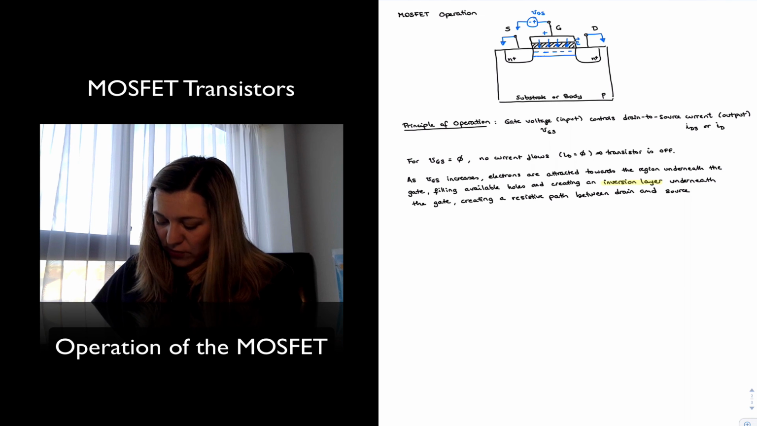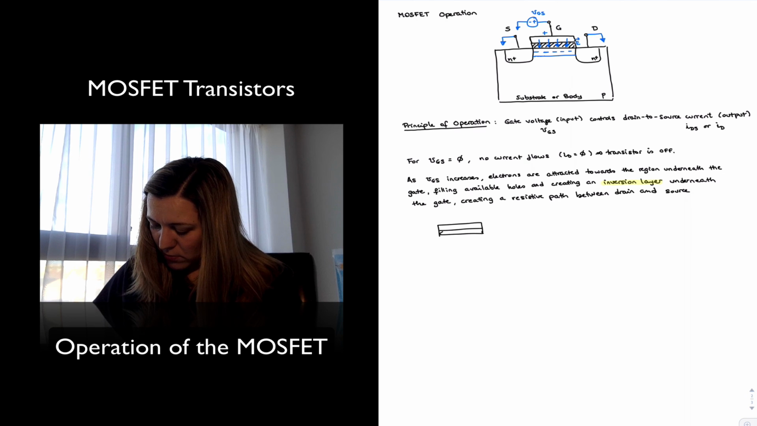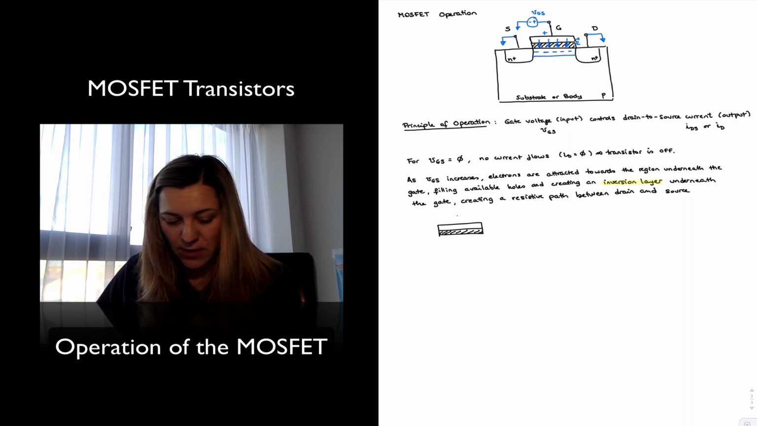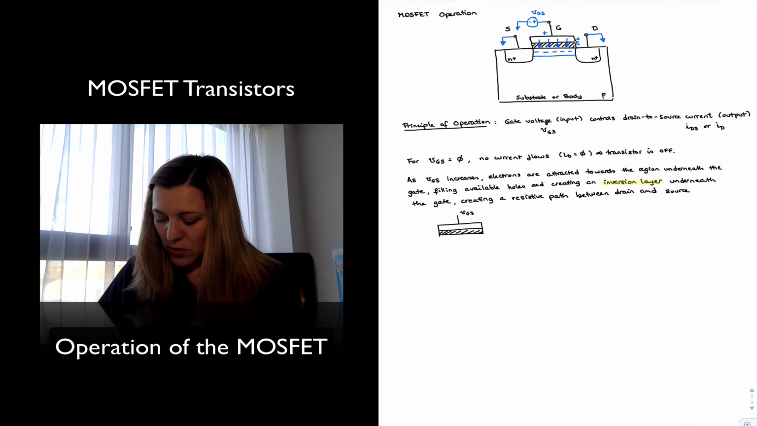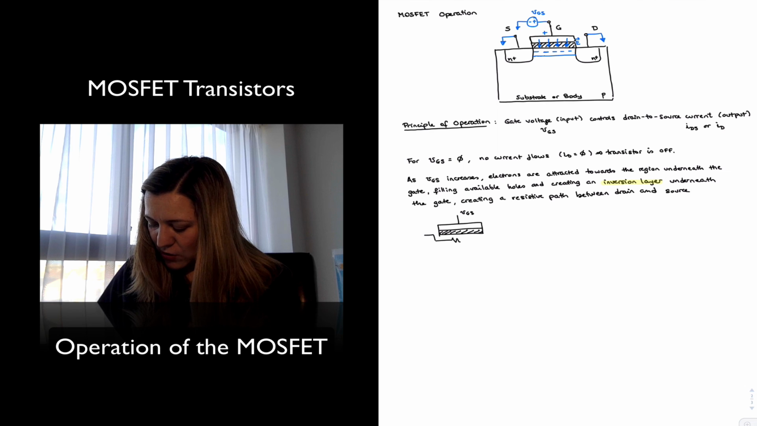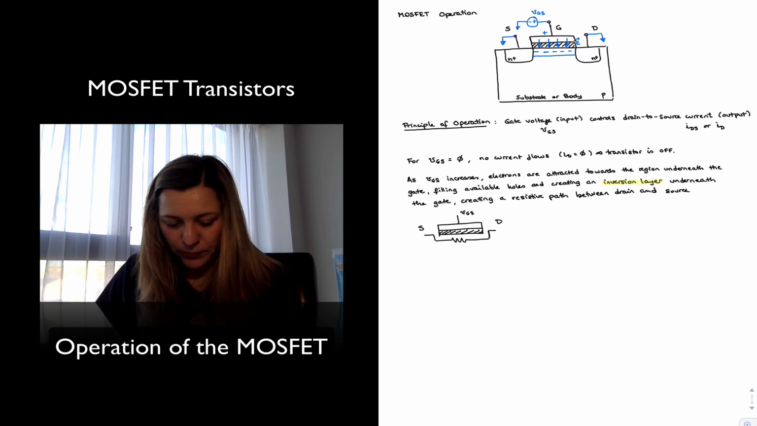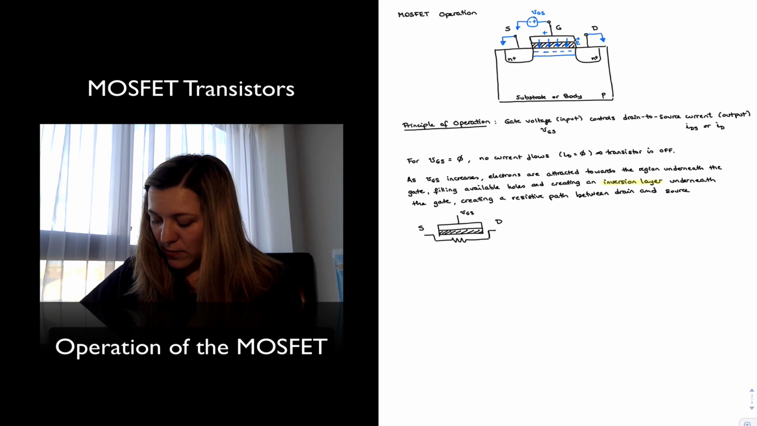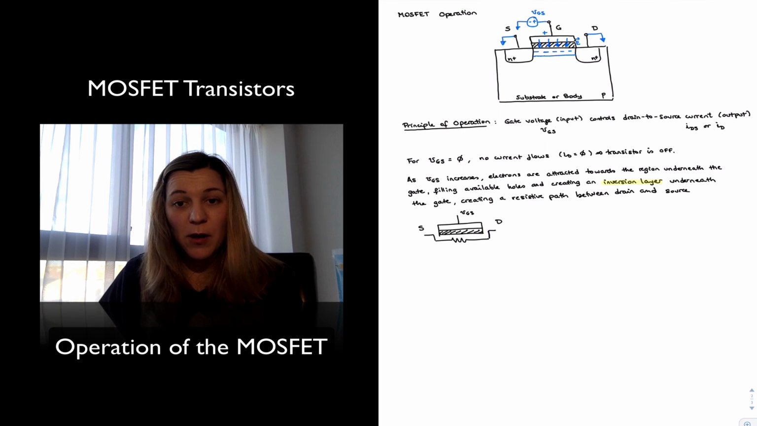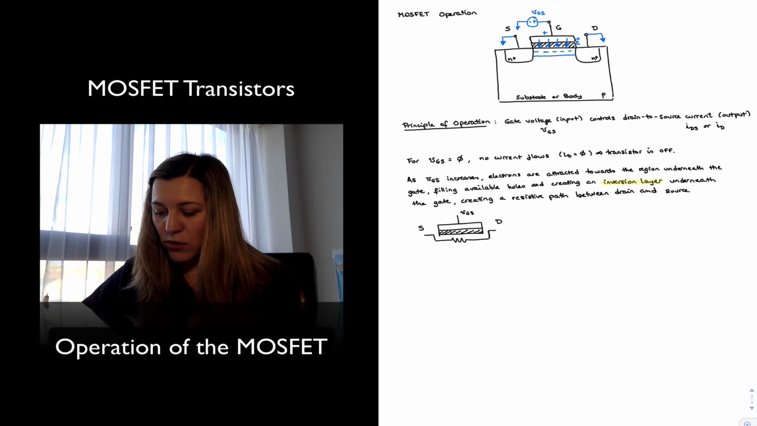We could model it as follows. We could say this is my oxide, that's my metal or poly, this is my gate. I'm applying my VGS voltage over here, and now what I have is essentially a resistive path between my drain and my source, so that current can flow if I apply a voltage. So in the current situation, nothing will happen because my drain and my source are both connected to ground.